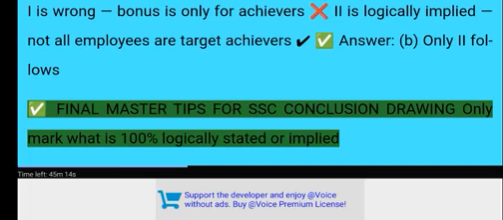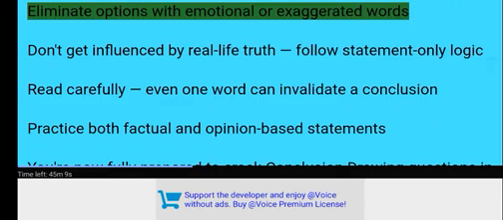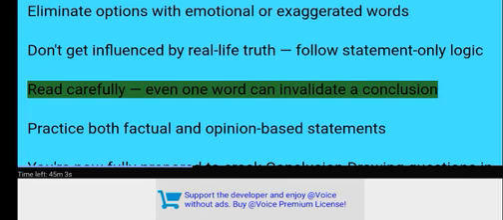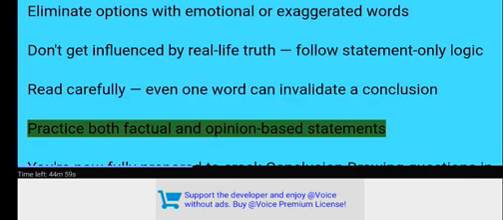Final master tips for SSC conclusion drawing. Only mark what is 100% logically stated or implied. Eliminate options with emotional or exaggerated words. Don't get influenced by real-life truth. Follow statement-only logic. Read carefully. Even one word can invalidate a conclusion. Practice both factual and opinion-based statements.